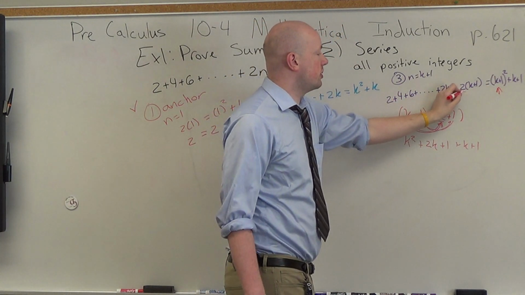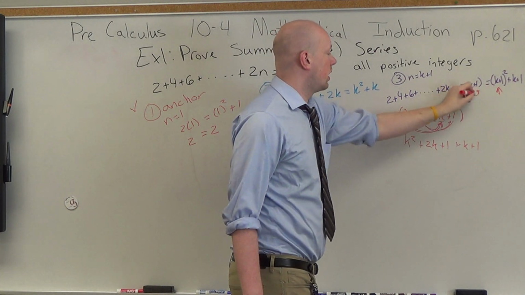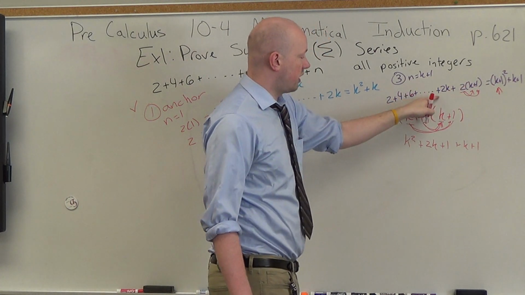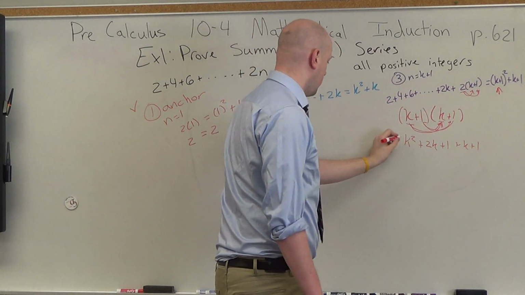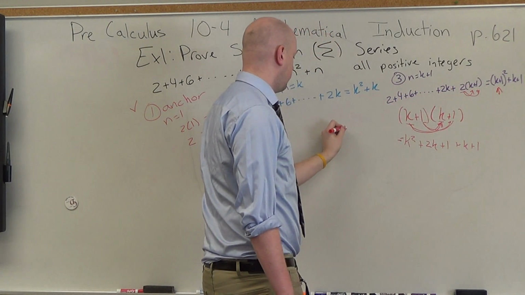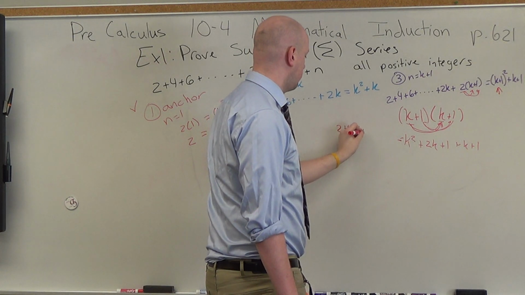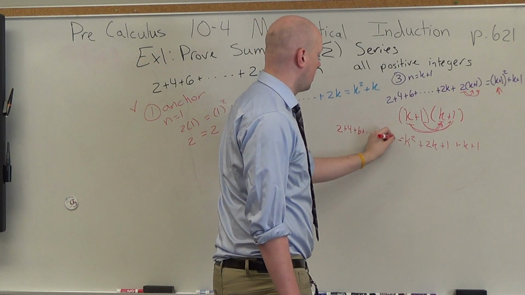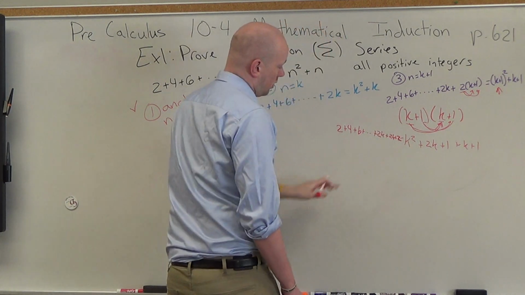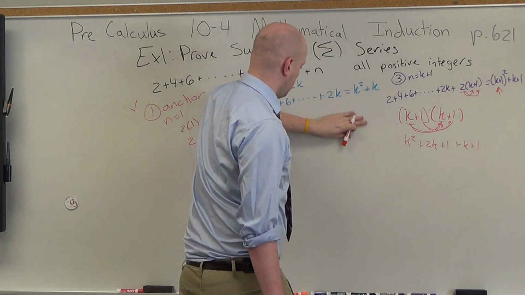We can just distribute this too, right? So I get 2, 4, 6, etc., 2k plus 2k plus 2. So this equals 2 plus 4 plus 6 plus ... plus 2k plus 2k plus 2. Shoot, should have planned that a little better. Let's see.